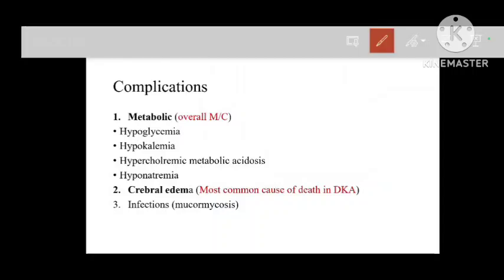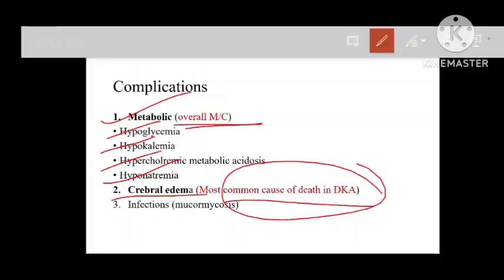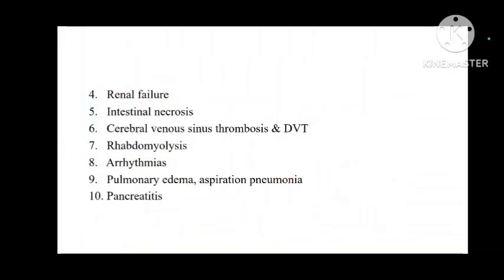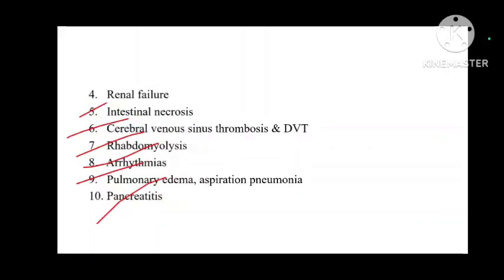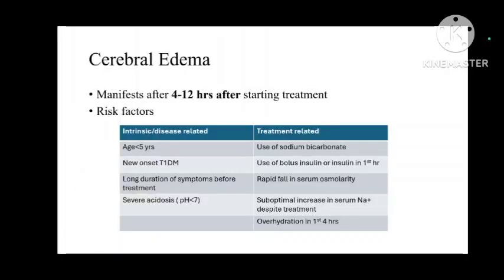Now, what are the complications? Metabolic complications, overall most common: hypoglycemia, hypokalemia, hyperchloremic metabolic acidosis, and hypernatremia. Cerebral edema is the most dreadful complication, and it is the most common cause of death in case of DKA. Infection like mucormycosis, renal failure, intestinal necrosis, cerebral venous thrombosis and DVT, rhabdomyolysis, arrhythmia, pulmonary edema, aspiration pneumonia, and pancreatitis may be complications of it.